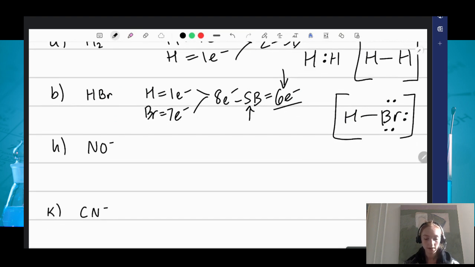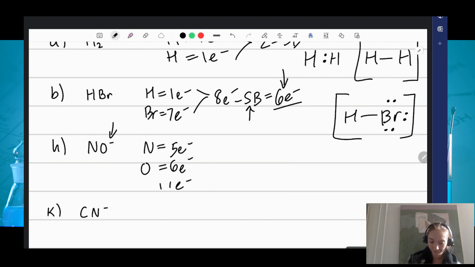And we have nitrogen oxide. Nitrogen has 5 valence electrons, and oxygen has 6 valence electrons. And because there is a charge on here, we are going to add another electron, so plus 1 more electron. The total between all of these will be 5 plus 6 plus 1, and that is 12 electrons total that this compound is sharing.